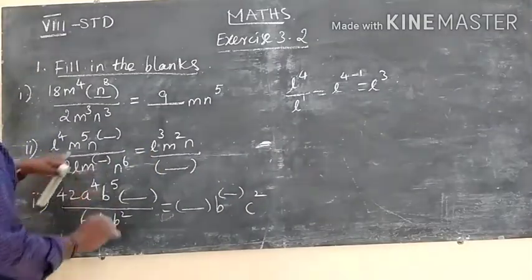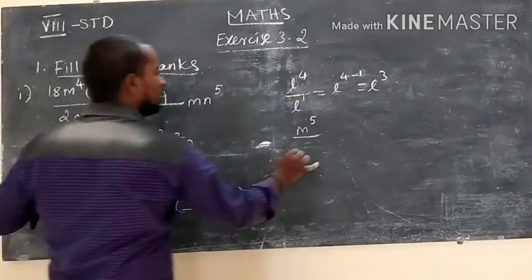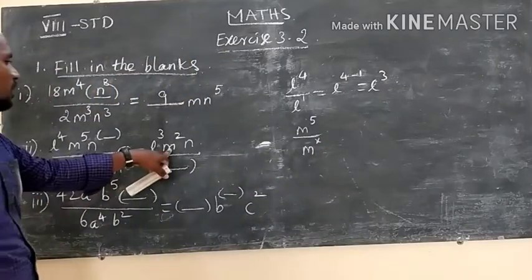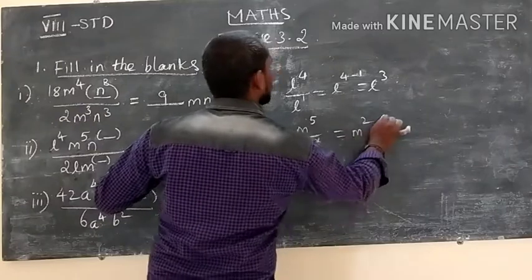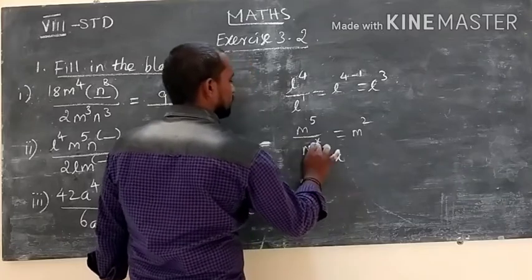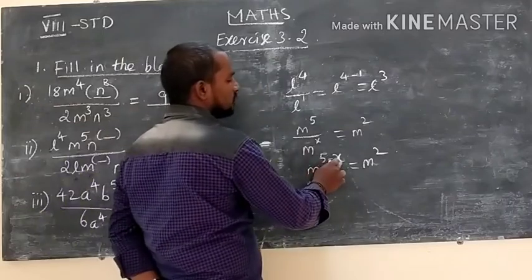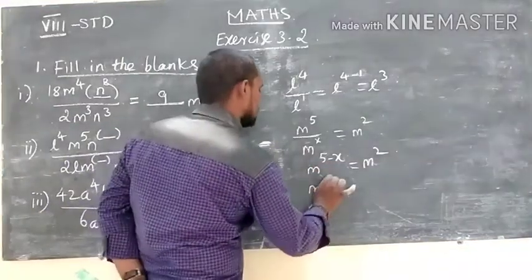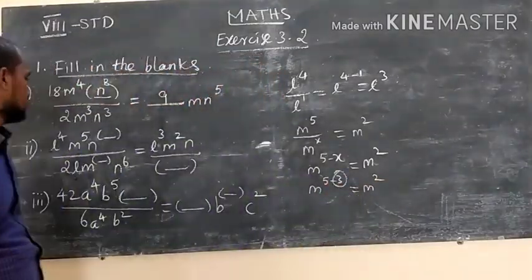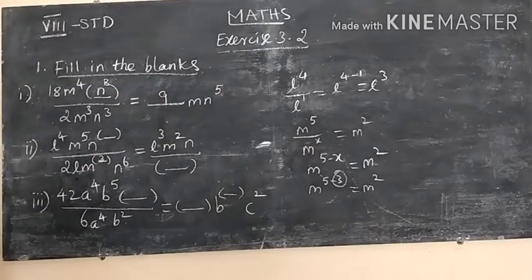Okay. Then m power 5 divided by m power, which is not given. This is some x value. But here m power 2 is given, equating the like terms. So m power 5 minus x, making the transformation, we get m power 2. So 5 minus which value gives 2? 5 minus 3 gives m power 2. Is it or not? So the missing term is 3. So 3 is your answer.